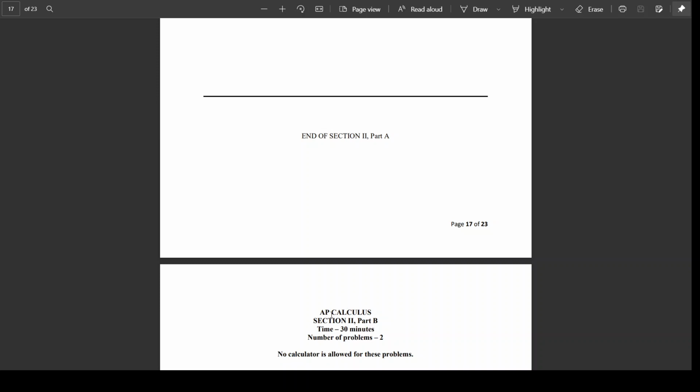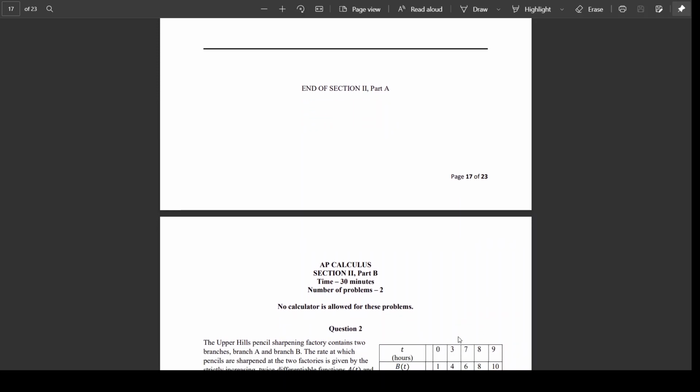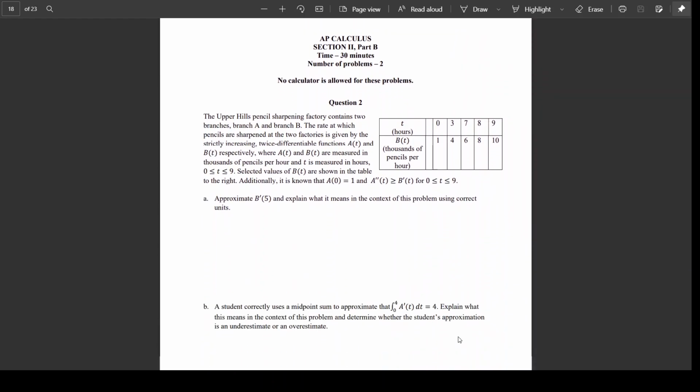Alright, section 2 part B. We're going to have 30 minutes for 2 problems. So it's again 15 minutes per problem, just like in the first part of this section. But this time, there's no calculator allowed for these problems, so anything that you'll need to do will be easily done by hand. Without further ado, let's begin and look at question 2 of the free response.